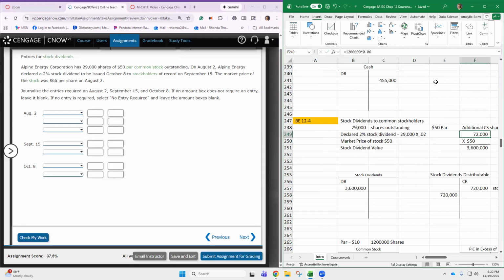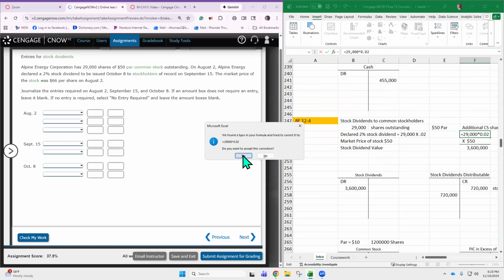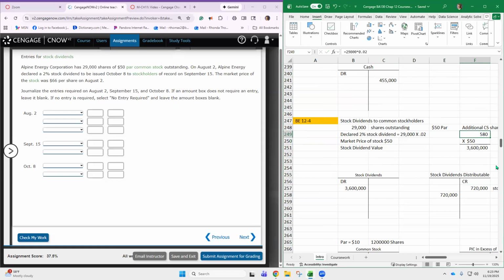The additional shares: 29,000 shares times 2%. So is that right? Let me see. Okay, 2%, 29,000. Let me make sure my calculations are correct here. 29,000 shares times 0.02. Yes, thank you. All right. So we're sending out 580 shares. They have a par value of 50, right?